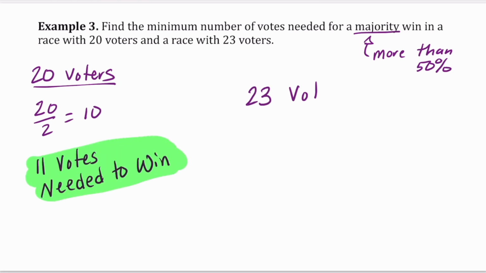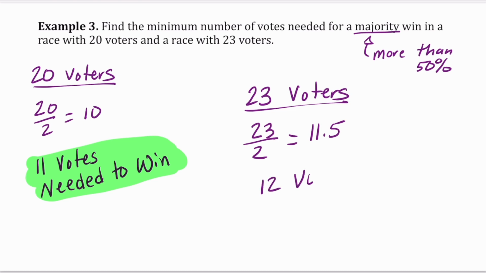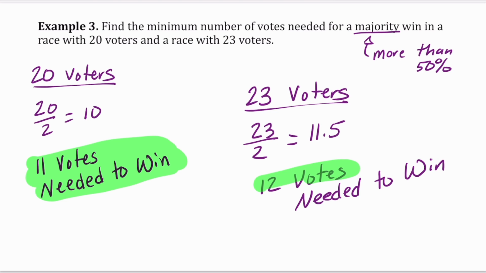If there are 23 voters, half of 23 is 11 and a half. That would be 50% of the voters. However, we want more than 50%, so we're going to round that up to the nearest vote, which would be 12 votes needed to win the election, giving you a majority votes.